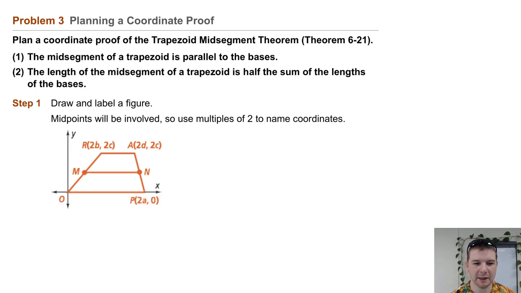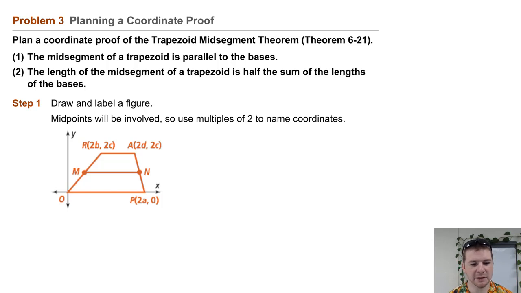So step 1. Draw and label a figure. Midpoints will be involved, so use multiples of 2 to name coordinates. So we can see the diagram. Vertex O is placed at the origin. Vertex P is at (2a, 0).